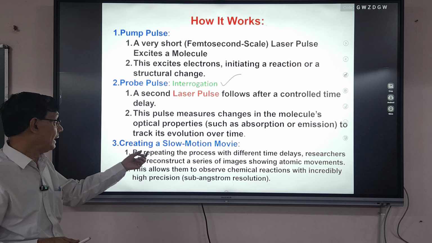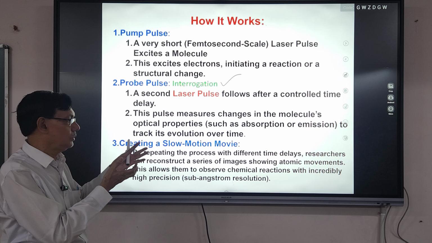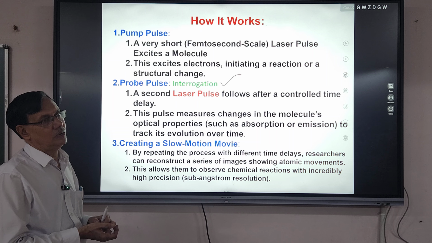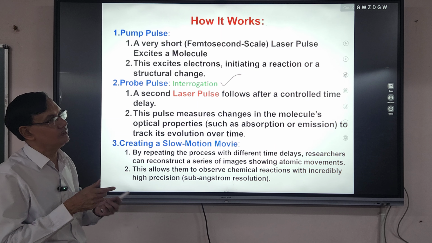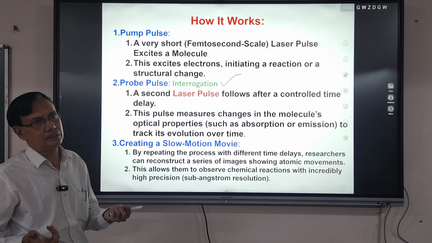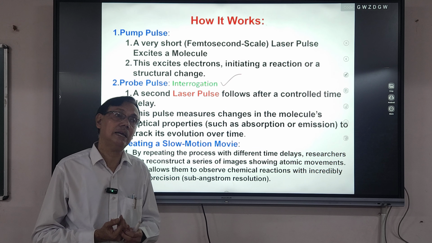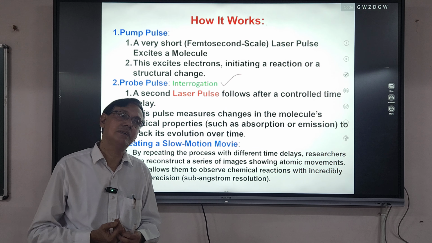And by repeating the process with different time delays, researchers can reconstruct the series of image showing the atomic movement. अभी when I will show you some diagram, you can understand what is happening. Again and again, same thing, A plus B, C. So you all aware of the transition state. But if I ask you, can you detect the transition state? In 1930 you may call, no, sir, not possible. But now it is possible because that is called the transition state spectroscopy, TSS.